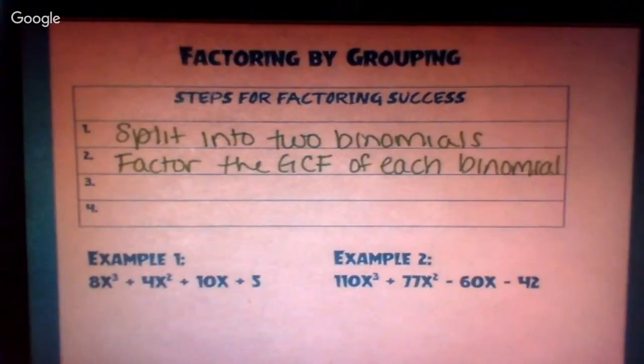Factor the GCF of each binomial. So you're going to take a look at each grouping that we have and take out what they have in common.